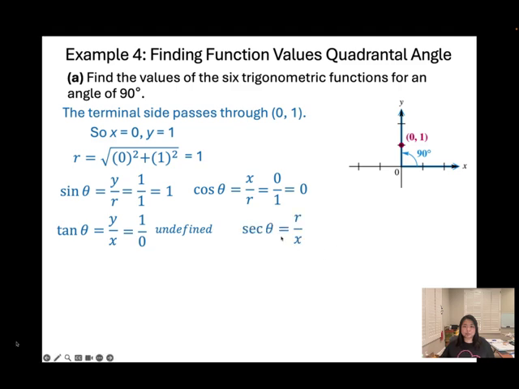Okay, secant. Again, secant will be reciprocal of cosine. So that will be 1 over 0, which is undefined again. Cosecant, reciprocal of sine, so it's still equal to 1. Cotangent, that will be reciprocal of this number. So that will be 0 over 1, which is going to be equal to 0.